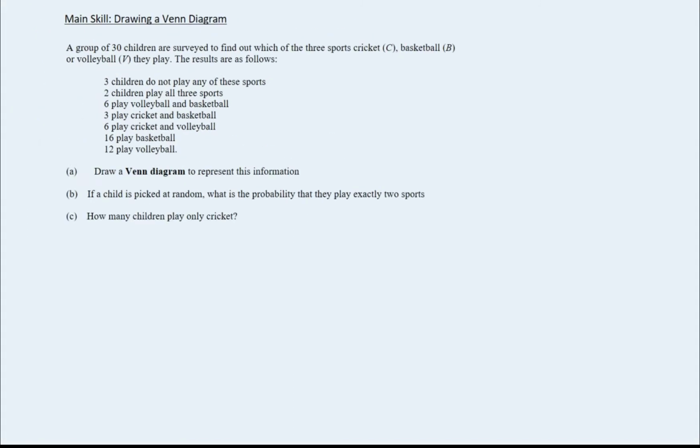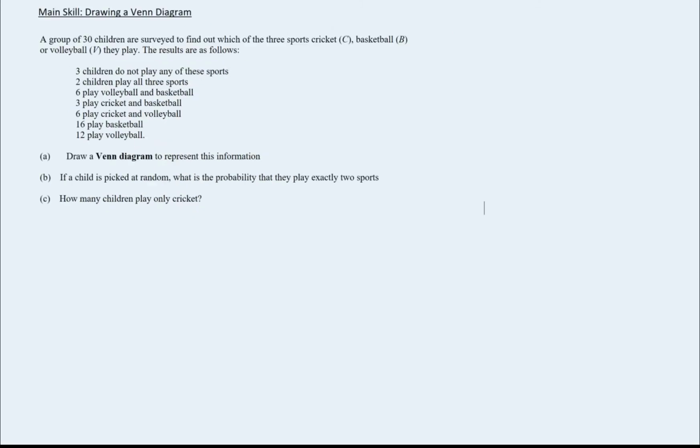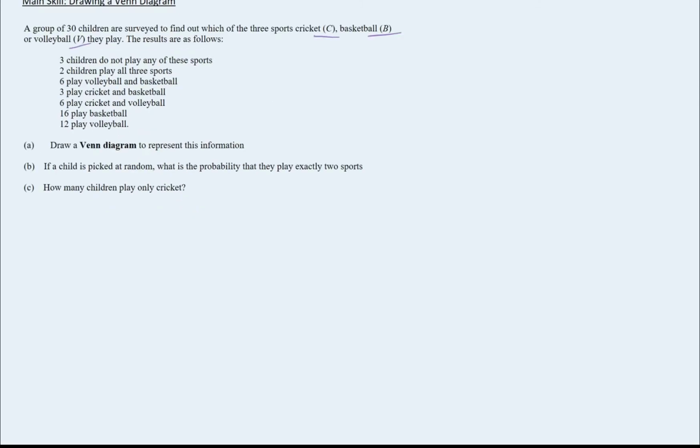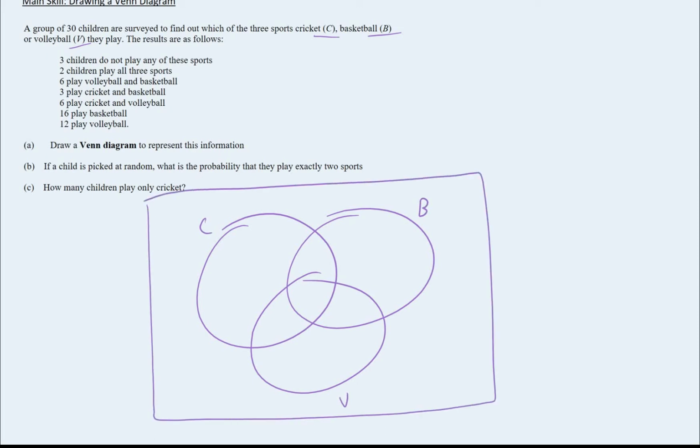Next we have drawing a Venn diagram. Okay, this is probably a really common skill to be asked, so make sure you're okay with it. So here we've got three categories. We've got cricket, basketball and volleyball. So I'm going to draw my 3 circles. And don't forget to label them. Also helps if you put a little box around it, because in most questions there's some kids who don't play any of those sports, and they'll go on the outside here.